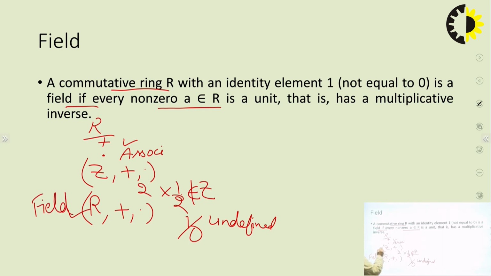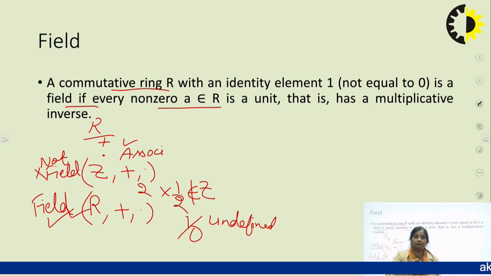But here the multiplicative inverse is not there, so it is not a field. And this one forms the field. So this is our field. So we have talked about the definition of ring, field and integral domain.